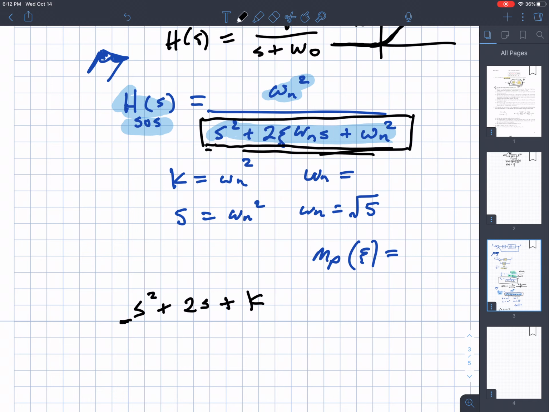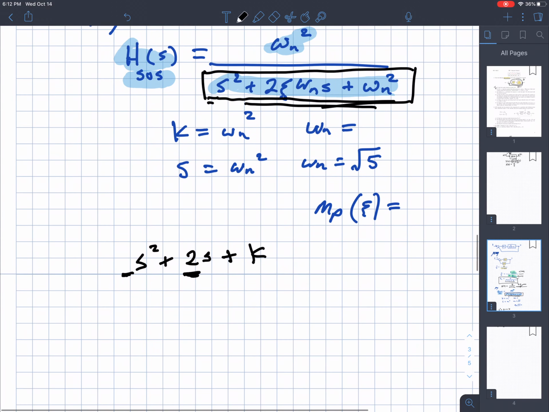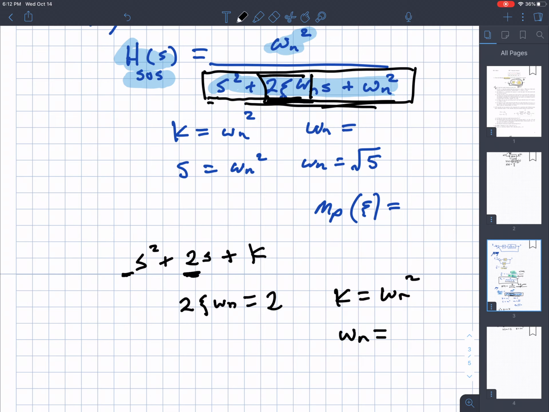All right, so it's got a 1 out in front, that's good. And so then I look at the 2, and what I would know is that 2 zeta omega n is equal to 2. So I just equate this coefficient right here with 2. All right, and then I know that k is equal to omega n squared. So from there, that gives me an idea of omega n, right?